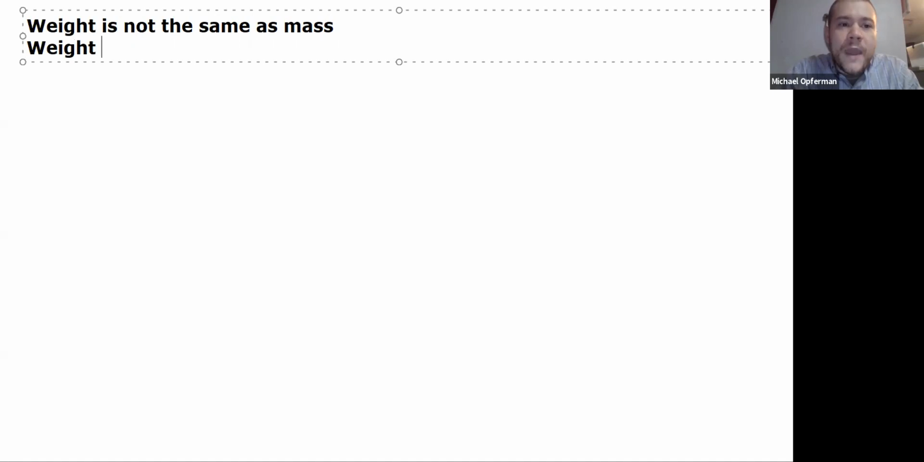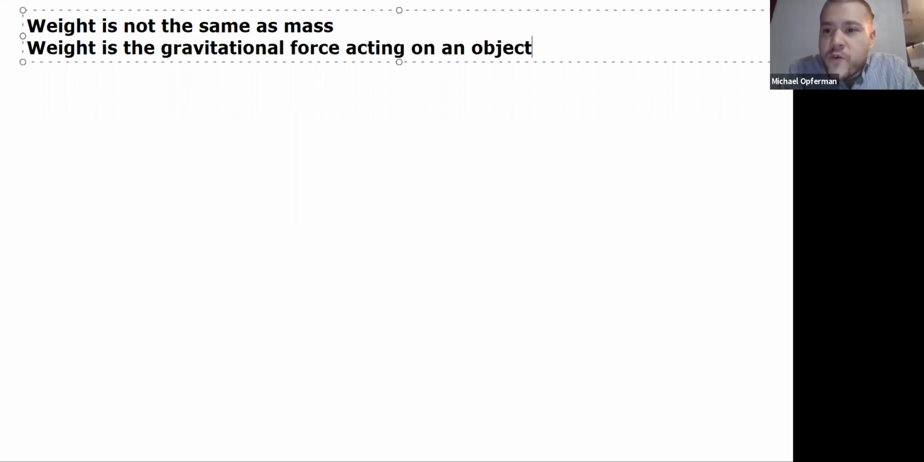The meaning of weight is that it's basically the gravitational force acting on an object. So if you're ever asked to calculate the weight of an object, or if you're ever given the weight of an object, that's the same thing as saying the gravitational force on the object. So for our purposes, it's really just the mass times 9.8.